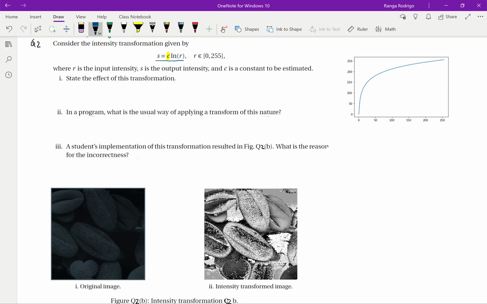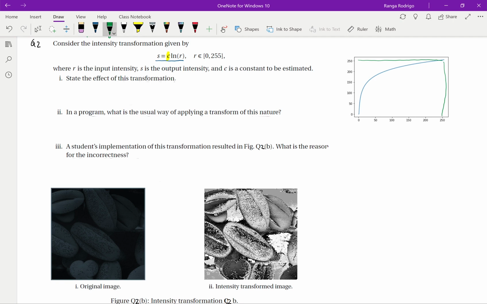Actually, for this, the graph was not given in the question, but you have to think about the graph of the natural logarithm. There is a problem from 0 to 1, so you have to ignore that. From 1 to 250, this is the growth of the natural logarithm. Actually, I have multiplied this by C also. I think C turns out to be some number in the 40s. So the output maximum value turns out to be 255, corresponding to 255.